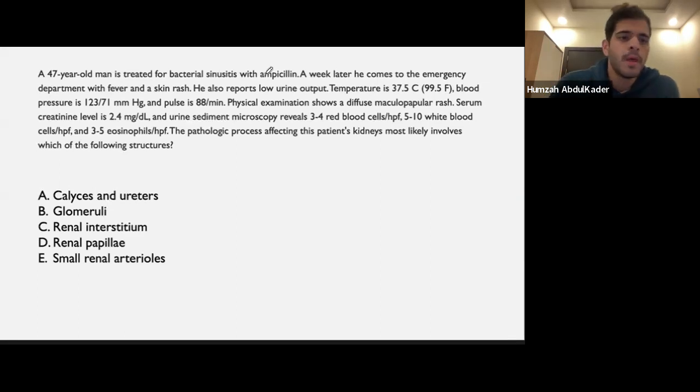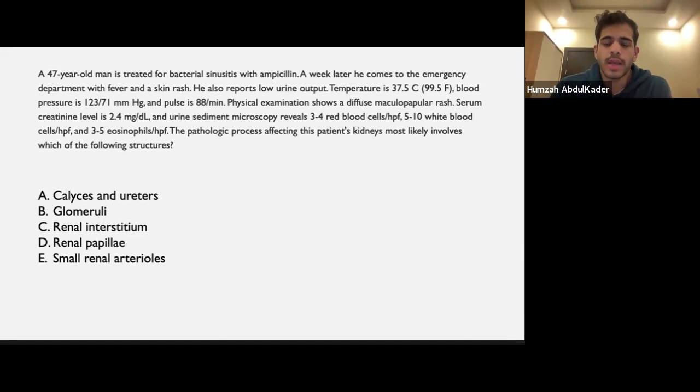Okay, let's go to the question. A 47-year-old man is treated for bacterial sinusitis with ampicillin. A week later, he comes to the emergency department with fever and skin rash. He also reports low urine output. Temperature is 37.5, blood pressure is 123/71, and pulse is 88. Physical exam shows a diffuse macular-papular rash. Serum creatinine is 2.4, and urine sediment microscopy reveals 3 to 4 RBCs per high-powered field, 5 to 10 WBCs, and 3 to 5 eosinophils per high-powered field. The pathologic process affecting this patient's kidney most likely involves which of the following structures?